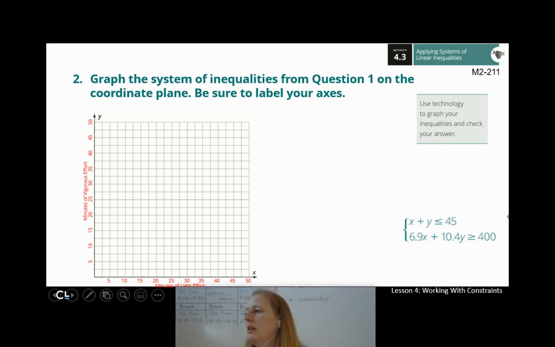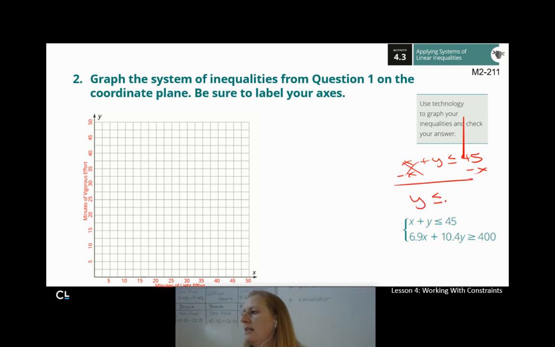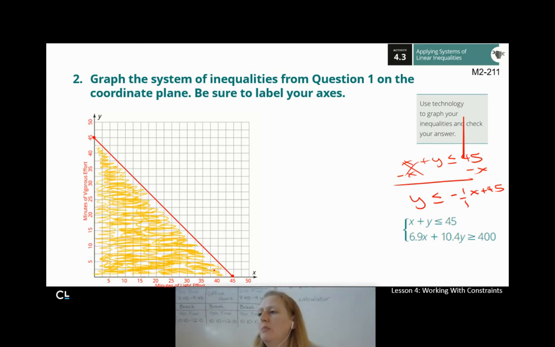If you want, you can get the y alone. That's what I typically recommend. So x plus y is less than or equal to 45. I'll subtract x on both sides, and I have y is less than or equal to negative 1x plus 45. We say over 1. So my y-intercept is 45, which is all the way up here, and we go down 1 over 1, down 1 over 1, which means I'm going to end up with a solid line. Now, it says y is less than all that, so I need to shade below.